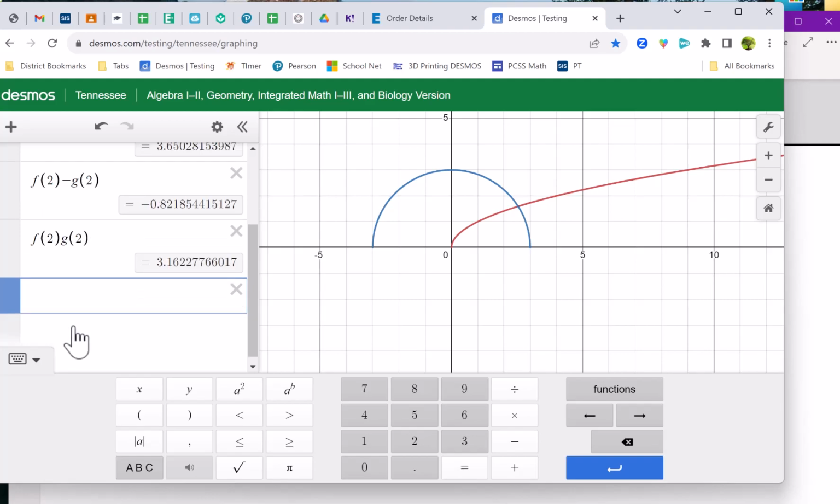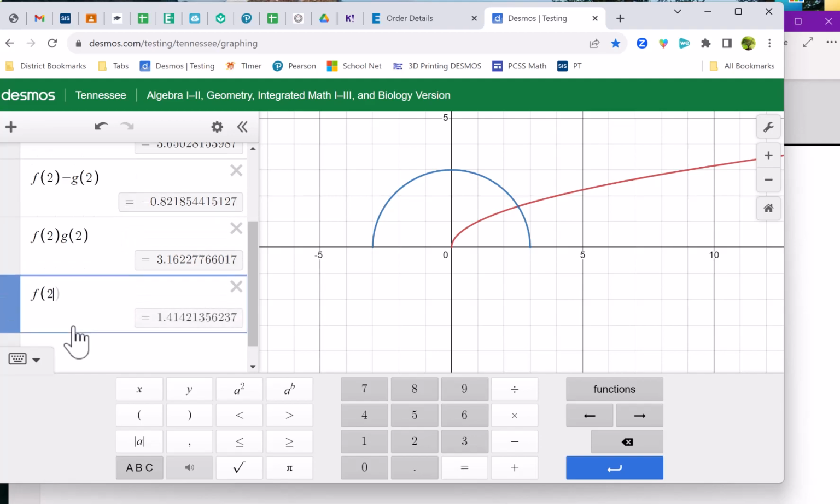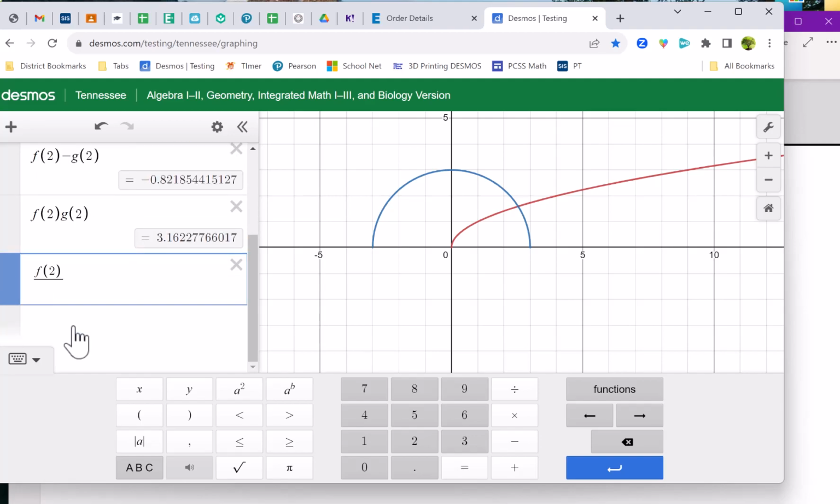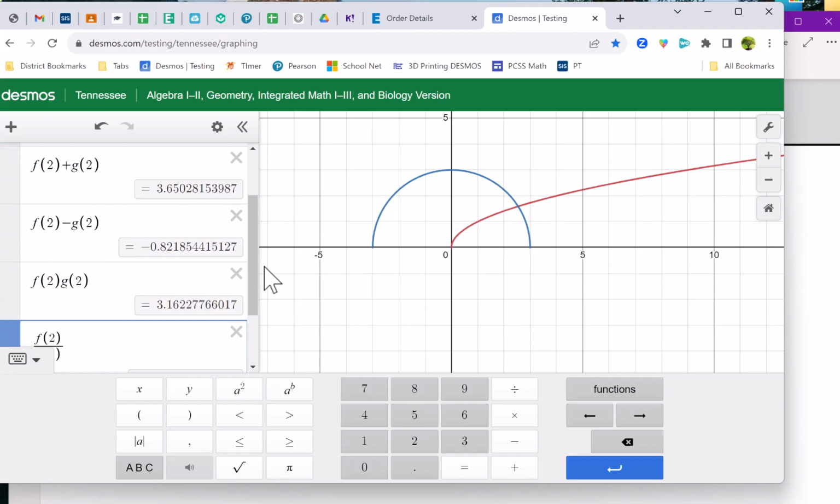Okay, now the last one, though, I'm going to have to type that one in because it's division. So divided by g of 2. And you've got all 4 of your answers right there. Desmos will do that if it asks you to evaluate, but it will not add functions or take away functions if it's just the algebra part.